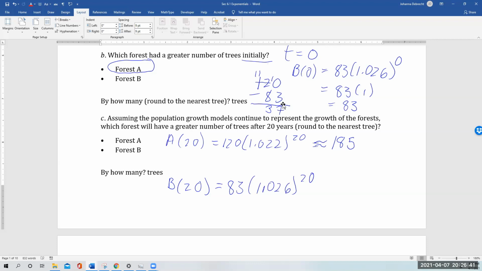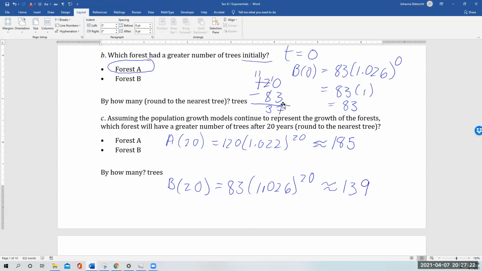Take your calculator now and put in 1.026, hit the x to the y or y to the x or the caret symbol button to get the power and enter 20, then hit the equals or the enter button. You should have 1.67088751 and so on. Then take that number and multiply by 83 to imitate the order of operations. This is about 138.68, so we'll round up to about 139.